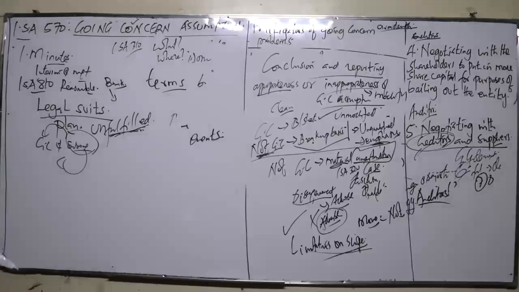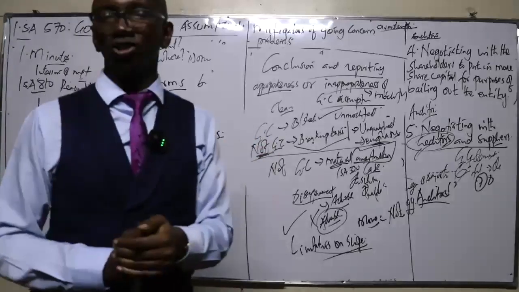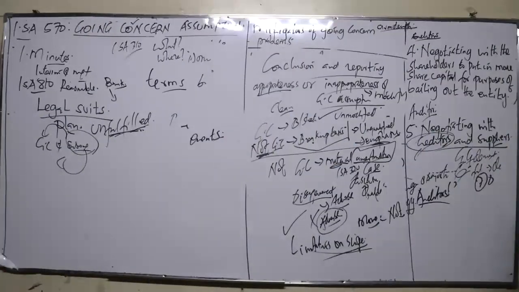Limitations on scope ni mara mbili. You can do a disclaimer or an except for opinion. When you issue a disclaimer, what is missing is very material and pervasive, very significant. But if what is missing is not very significant, you can talk of an except for. That the books of accounts portray a true and fair view, except for information relating to this and that which was not available. So that's how we relate it to limitations on scope. It's you to decide as an auditor.